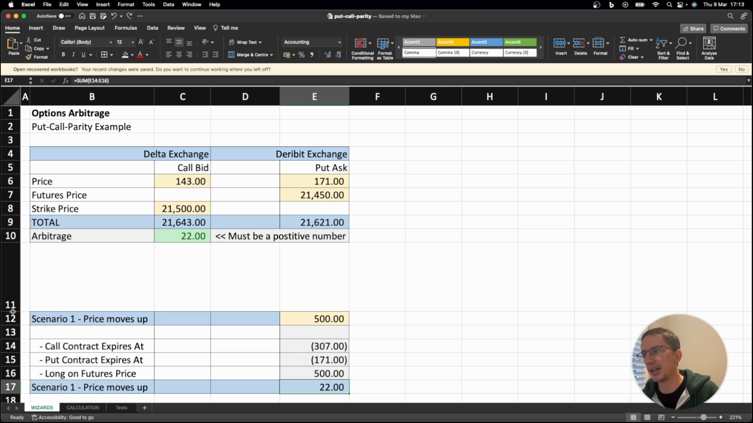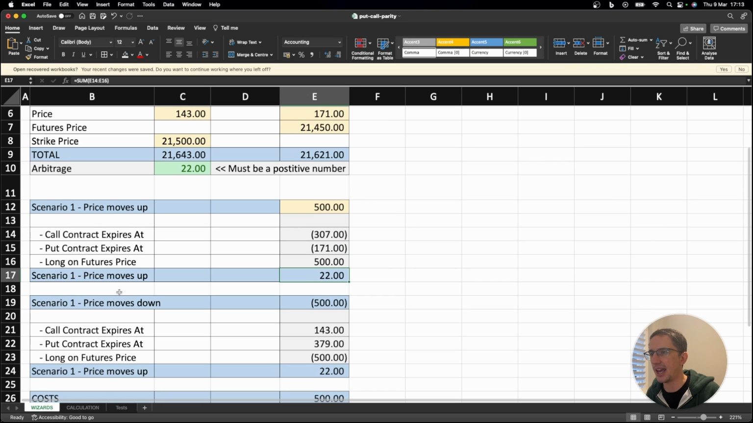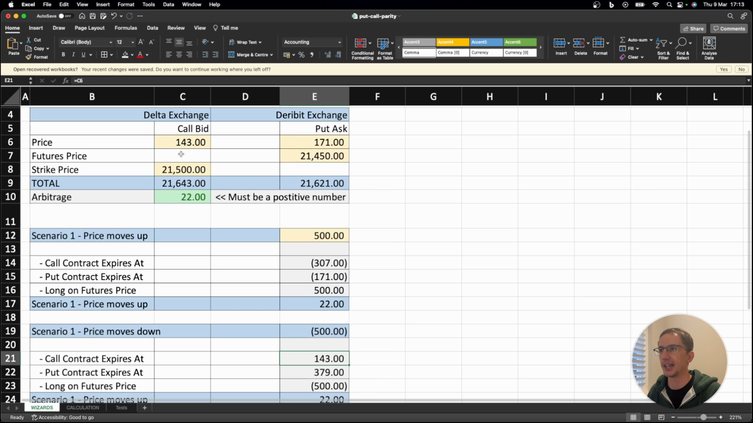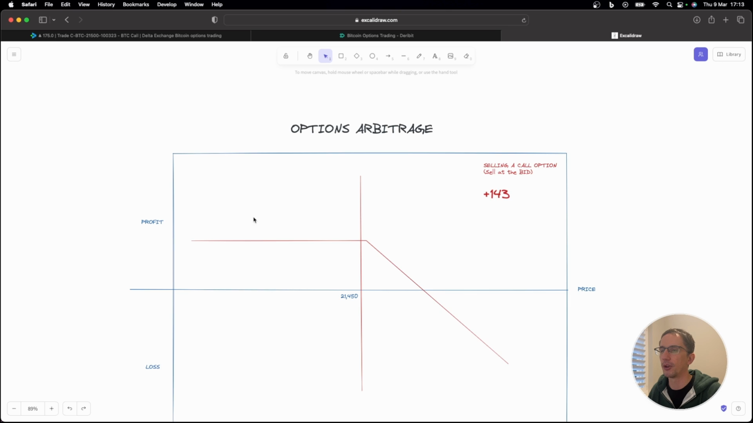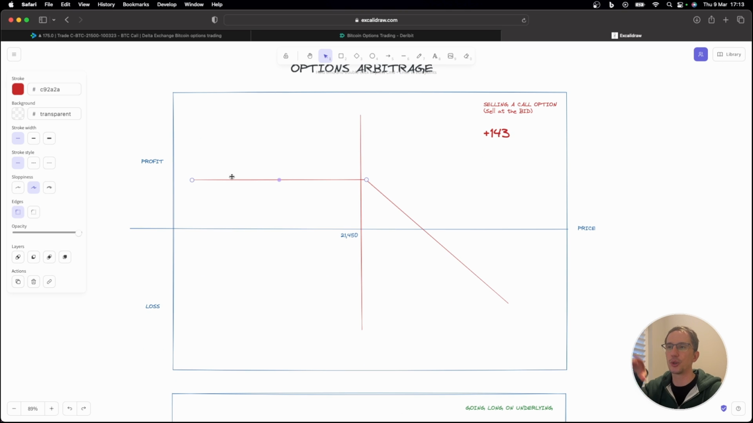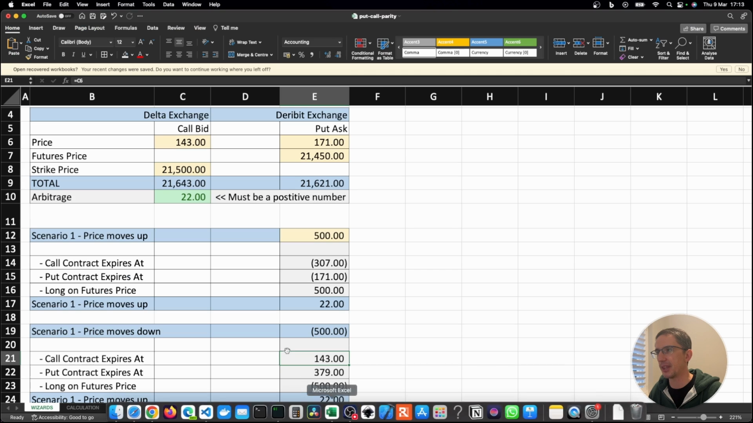But now, what if the price went down? Well, this is how to calculate that. If the price goes down by 500, so we just keep this amount the same as that, then the call contract actually expires in the money. I get to keep what I sold the option for, right? So if we go back here, the call contract, if the price goes down, I get to keep my profit. Excellent. So we've got that profit, we get to keep that.